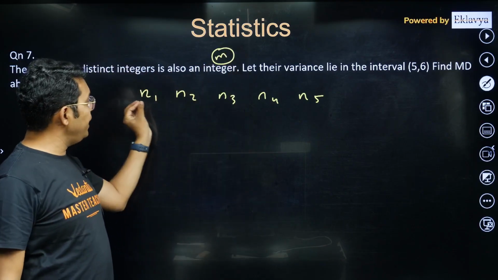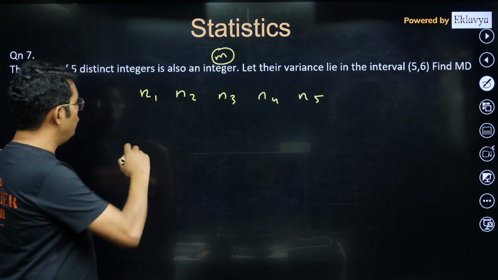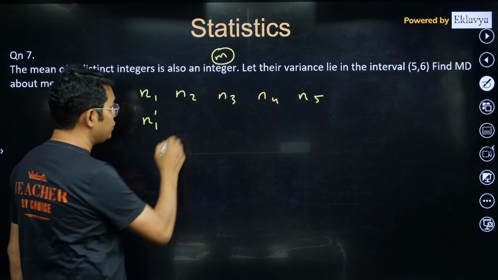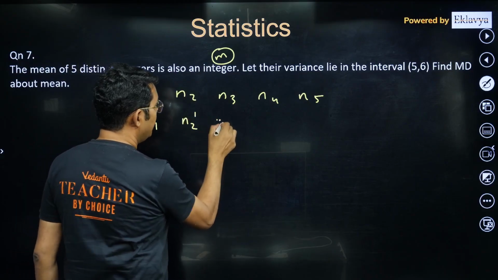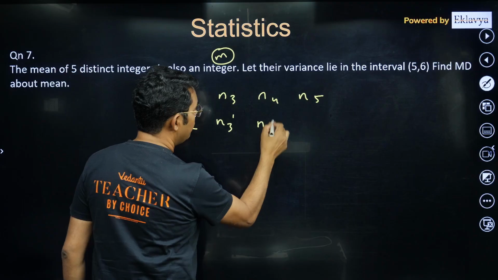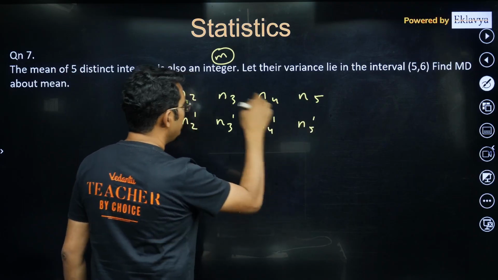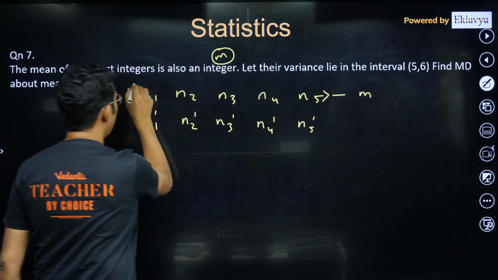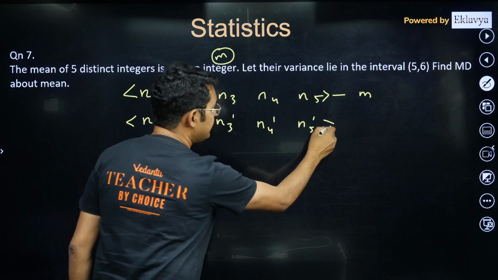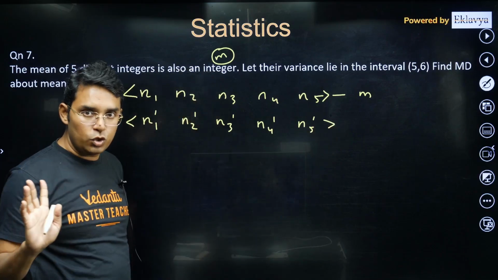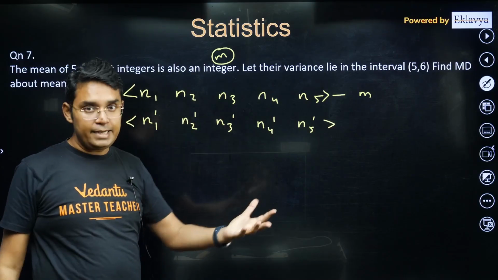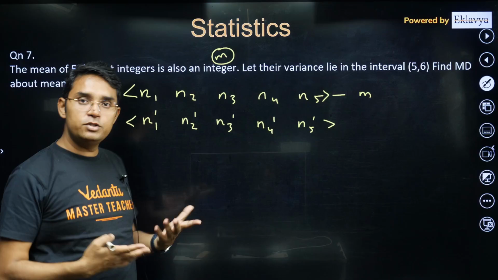So if I subtract the entire data point by m, you will be getting n1 minus m. I am calling these n1 dash, n2 dash, n3 dash, n4 dash and n5 dash. The entire data set is subtracted by m and we got this. Now in this case the mean has to be equal to 0. So if mean has to be 0, these 5 distinct integers have to be such that their sum is 0.